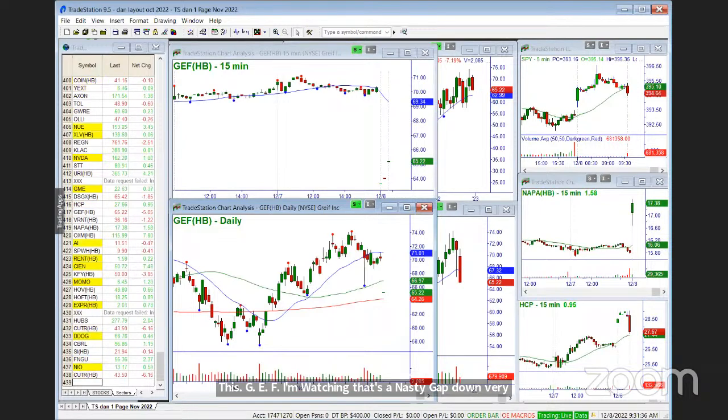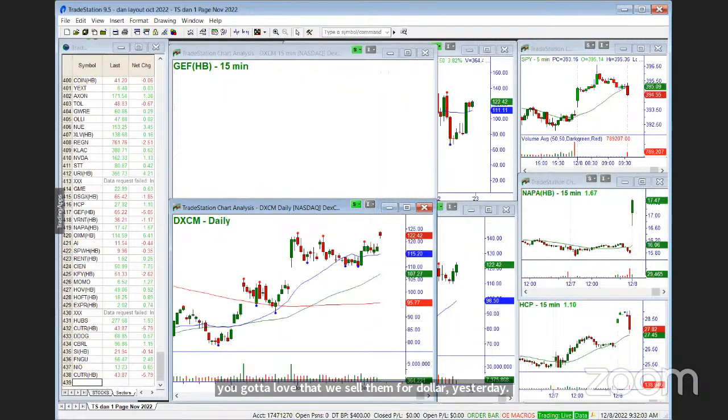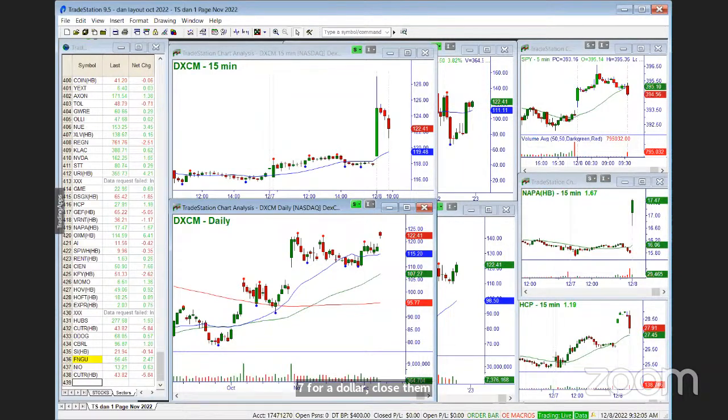Yeah, I'm out of Sienna, so I got filled. Nice job. And notice we did not get filled instantly at the market open, which is telling me the 5 cents was not even a total gift. But you gotta love that. We sell them for $1 yesterday. Sell them for $1, close them at a nickel. Gotta like that.